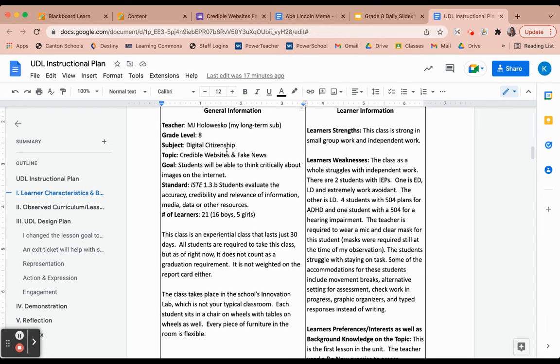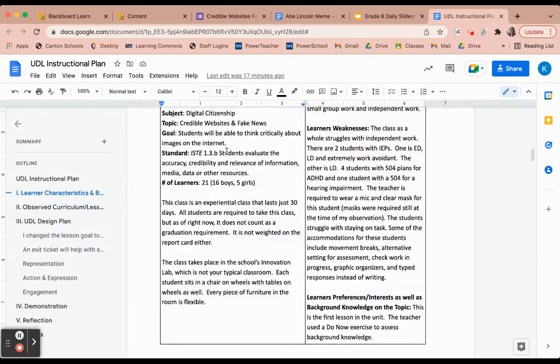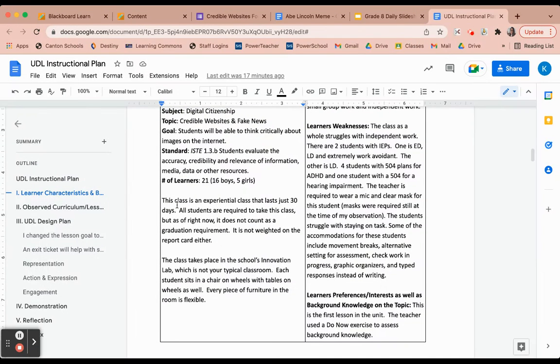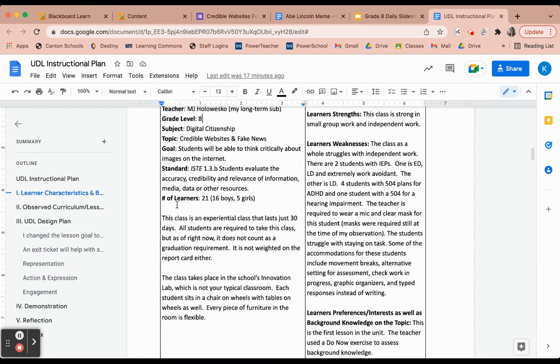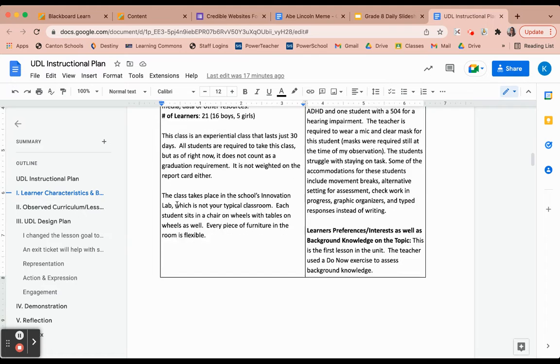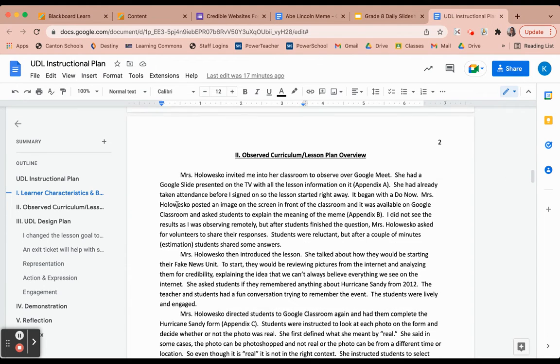So I'm not in the classroom. I was able to observe one of my own lessons. So here's a little bit about the class, their background knowledge, their weaknesses and strengths. The class is in a unit on credibility and fake news.